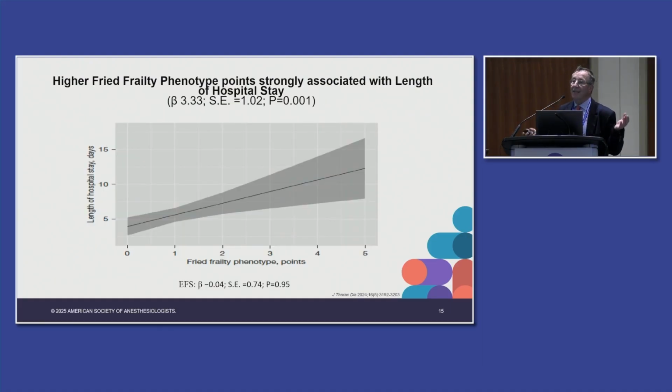Similarly, they looked at length of stay. Once again, same type of thing. They found that for each point increase in the Freed phenotype, there was a very tight association between length of stay and the increasing Freed score, which they didn't really see with the Edmonton frailty score.